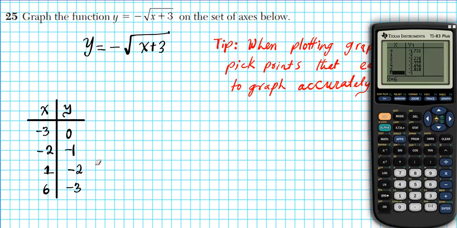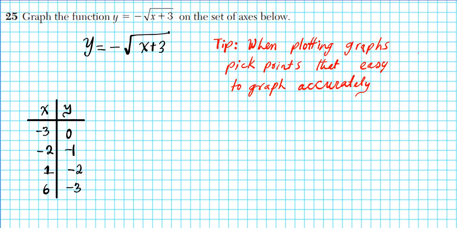Alright, so these are the points we're going to plot on the given axis, and then we will connect the dots to create our transformed radical function. Okay, so let's go ahead and graph those points. First one is negative 3, 0. So 1, 2, 3, negative 3, 0. You see how easy it is to graph if you have nice input and output values, and it also makes it more accurate.